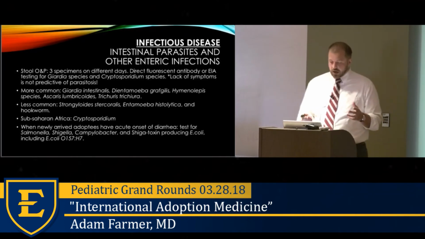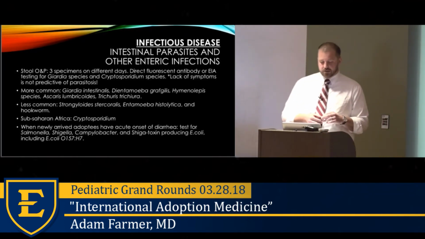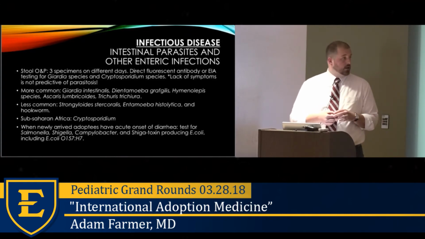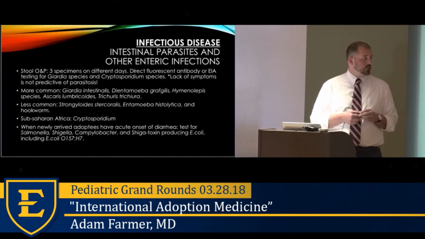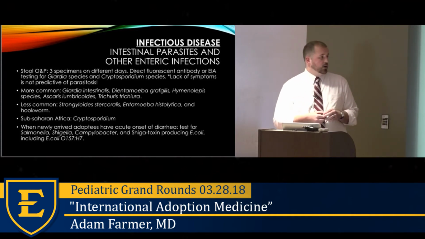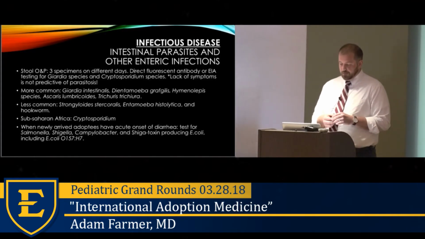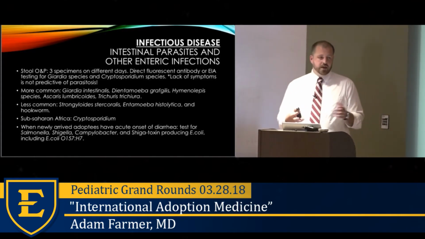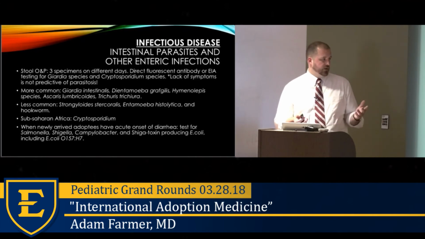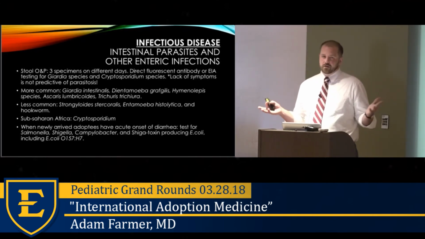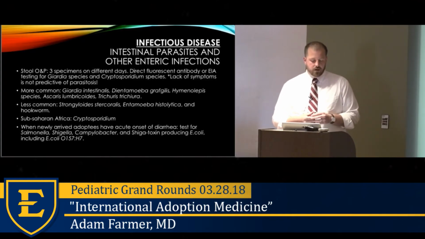Some of the more common bugs are Giardia intestinalis, Dientamoeba, hookworm, Hymenolepis species, Ascaris. Some of the less common ones are Strongyloides and Entamoeba histolytica. In sub-Saharan Africa, you want to think about Cryptosporidium. And again, any of these internationally adopted children who have signs of profound diarrhea, especially bloody diarrhea, you should really start to expand your differential diagnosis and start thinking about some other potential infections that could be going on.